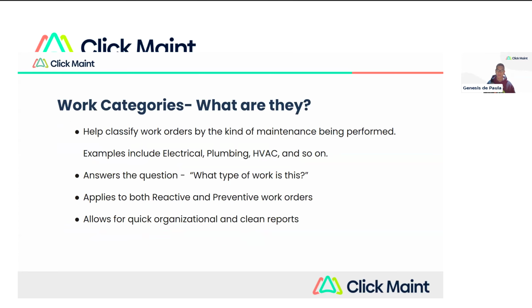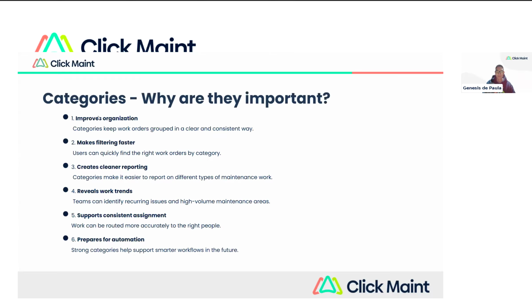So what this is, it's a simple field with a big operational impact. This does often get overlooked during the setup process, but when set up well, teams can organize work more clearly and report more accurately. So work categories organize maintenance into meaningful groups such as boiler, HVAC, plumbing, electrical, general maintenance. And work category often answers the question, what kind of work is this? But this is different from work type, which answers the question of whether the job is reactive or preventive. It's also different from asset and location, which we have in ClickMaint, which tells you where the work is happening rather than what kind of work it is.